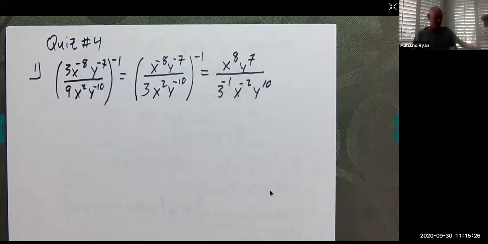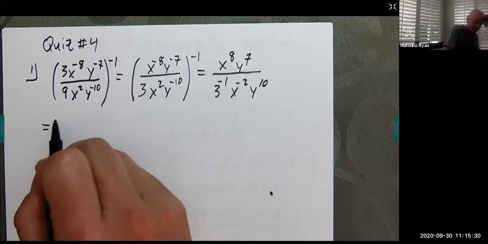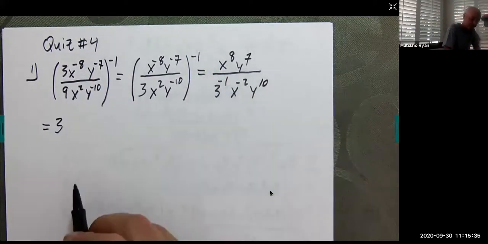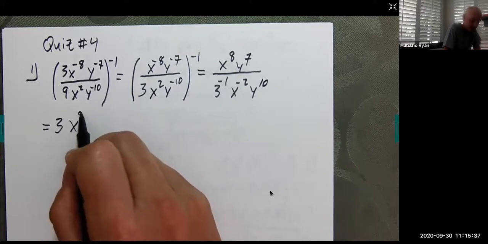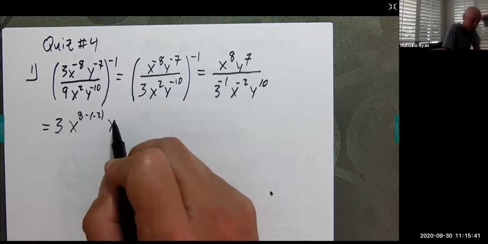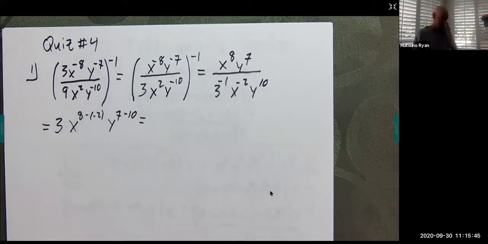And now I'm going to move that 3 to the negative first up, which is 3 to the first power. Here I'm going to subtract. I've got to be careful. This is x to the 8 minus negative 2. And this is y to the 7 minus 10 power. So when you're dividing, you're subtracting.